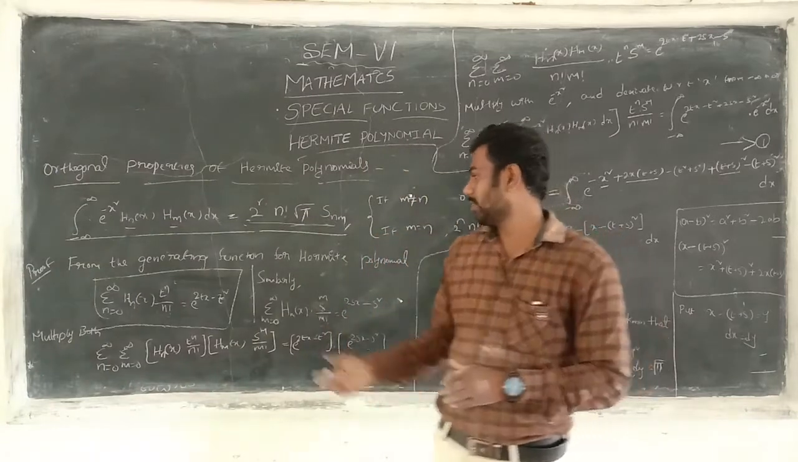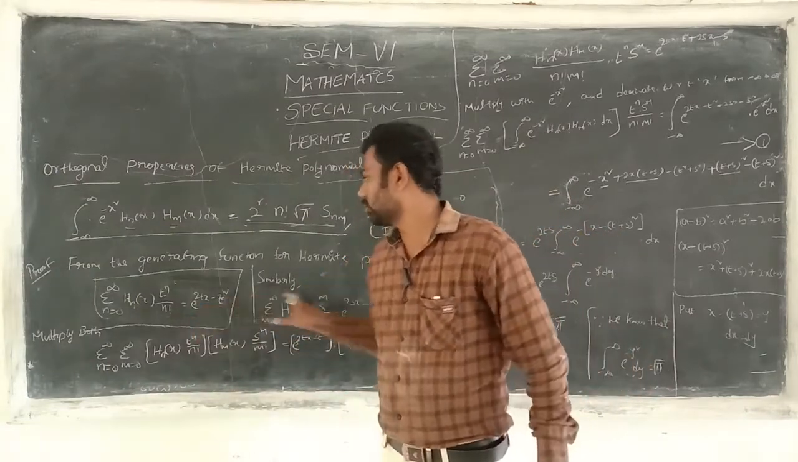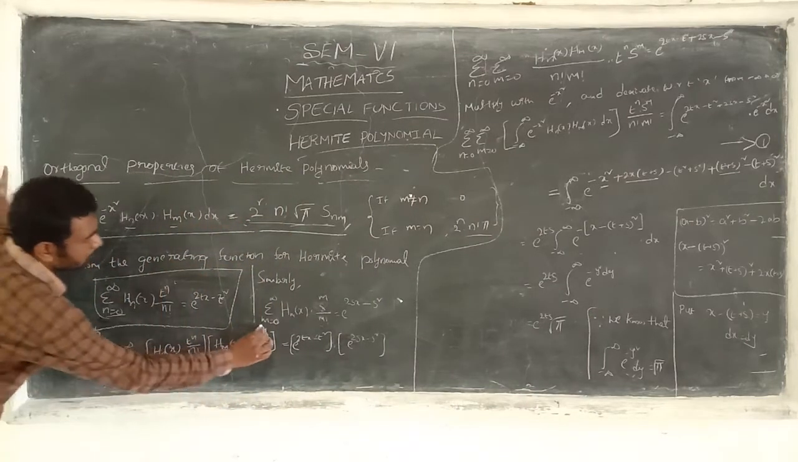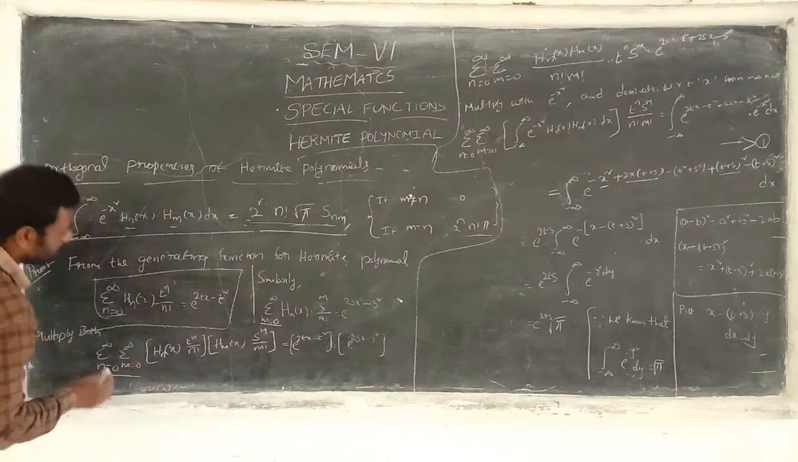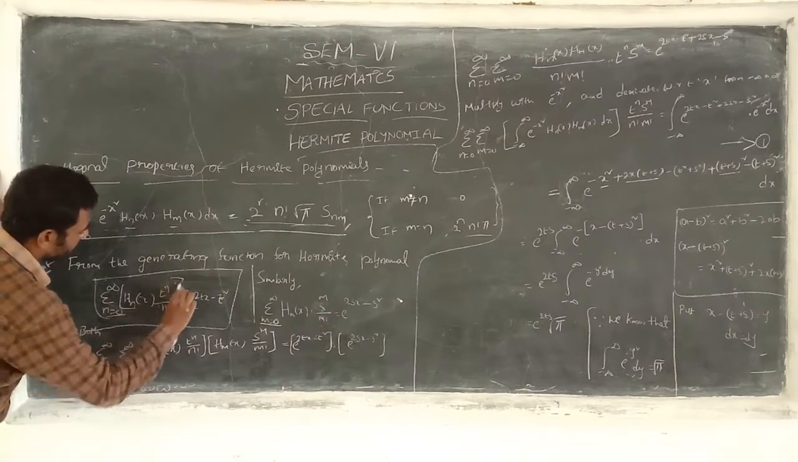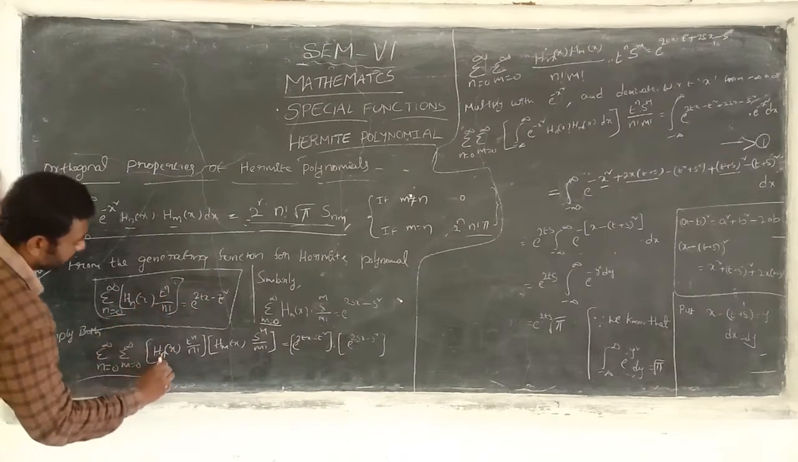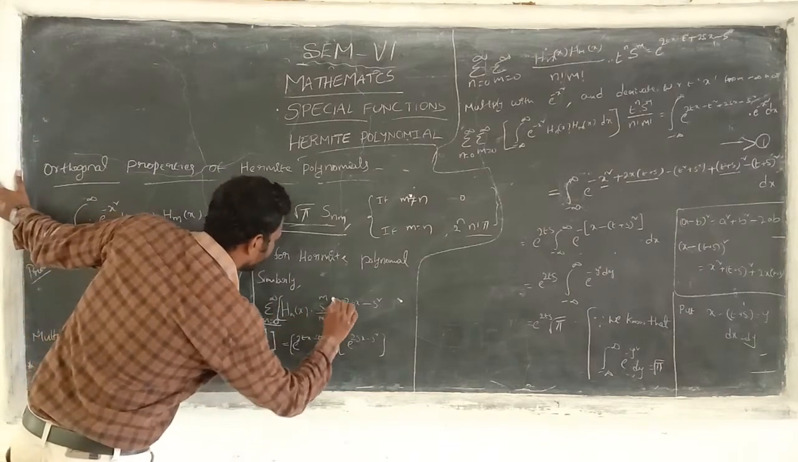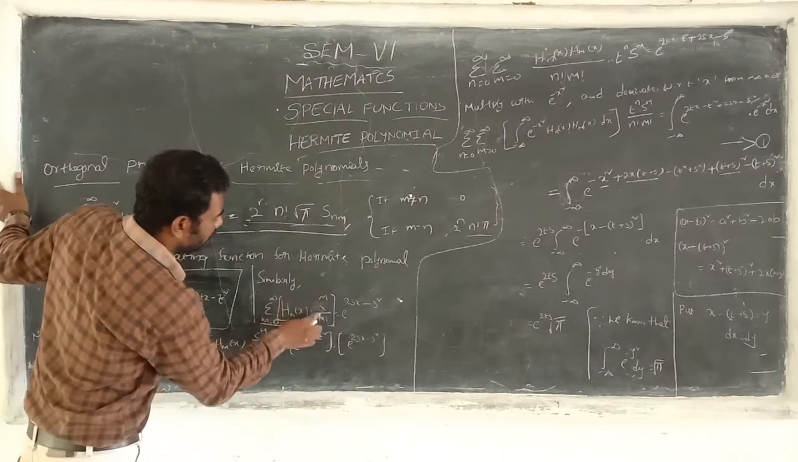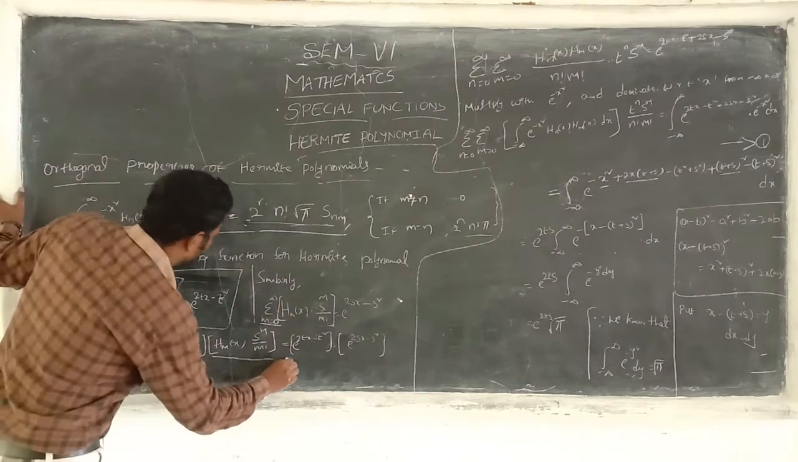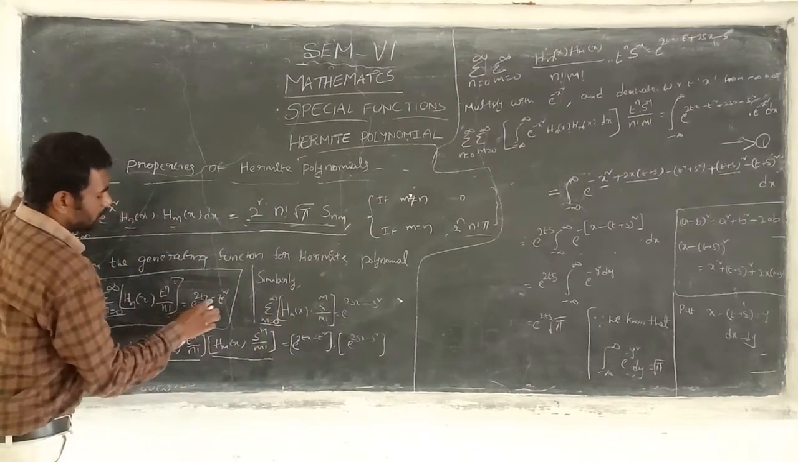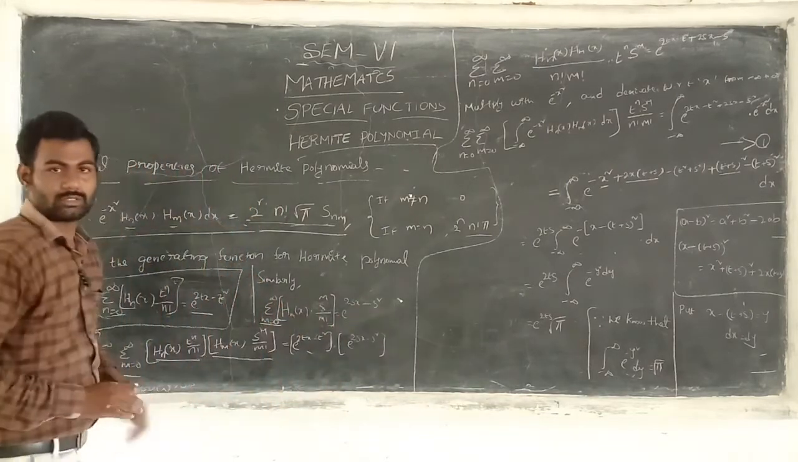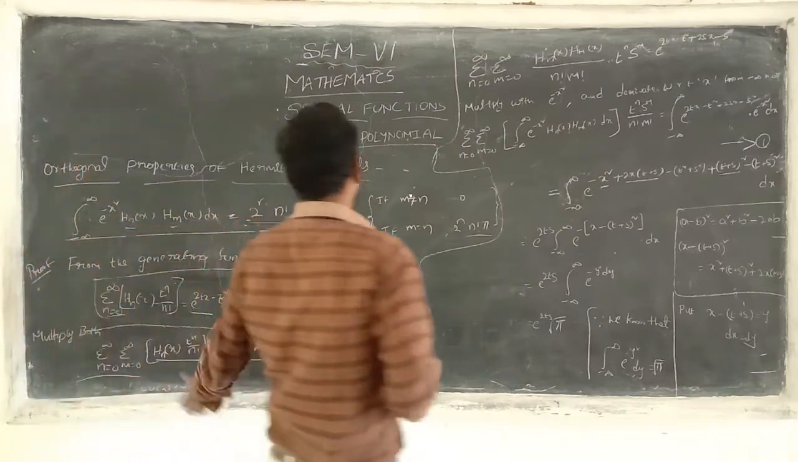Now I will multiply these. Multiplying both equations: the sum over n from 0 to infinity into the sum over m from 0 to infinity of Hn of x into t power n by n factorial, and next, Hm of x into s power m by m factorial, equals e power 2tx minus t square into e power 2sx minus s square. So multiplication, no changes.